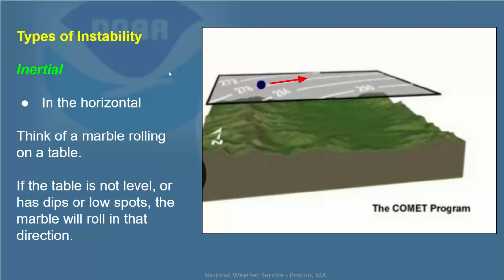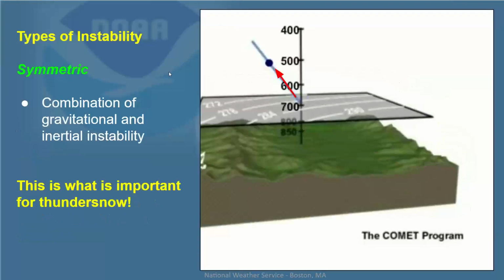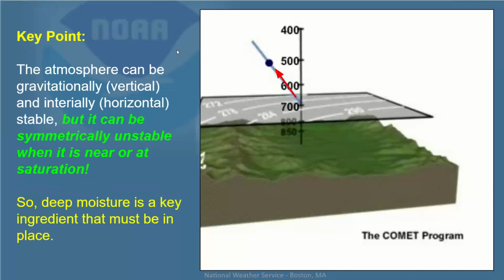So we have vertical and we have horizontal instability. And then there's the one that's important, called symmetric instability. This is a combination of the two, gravitational and inertial: vertical, straight up and down, and horizontal, side to side. This is what is most important for thundersnow. It's called symmetric instability.